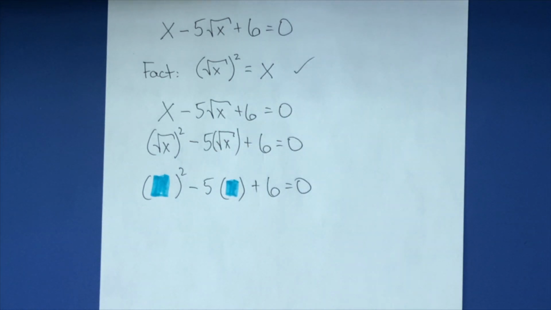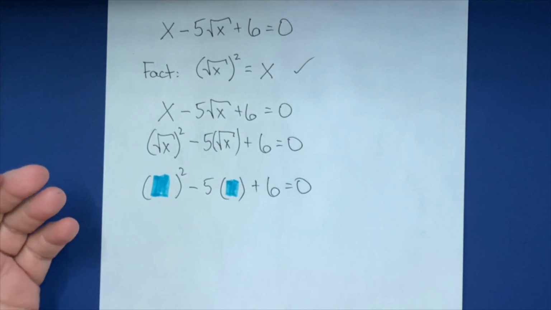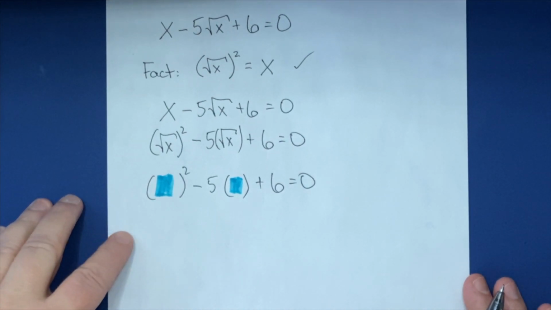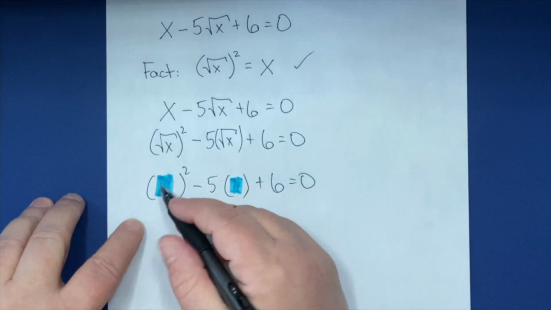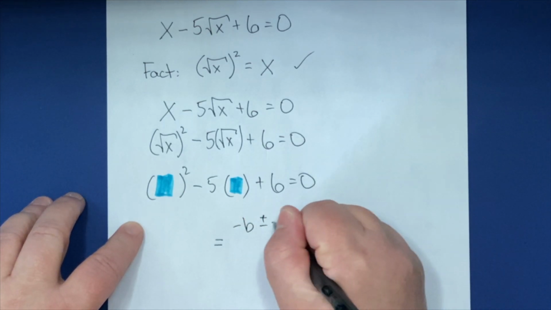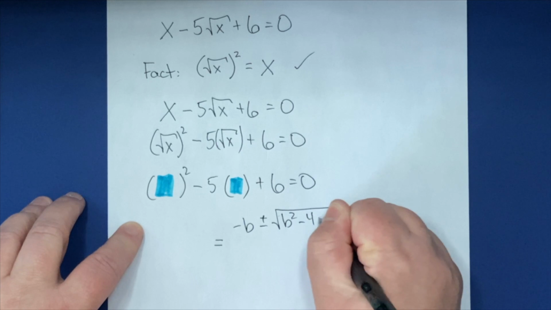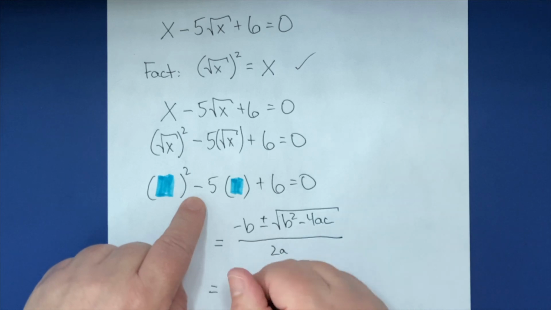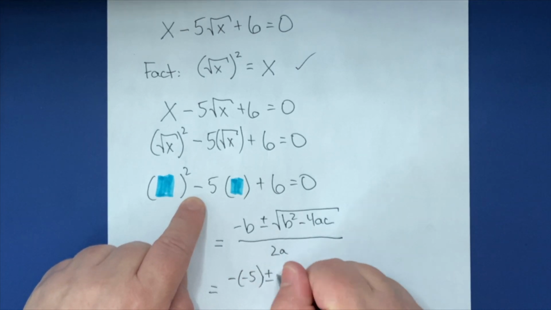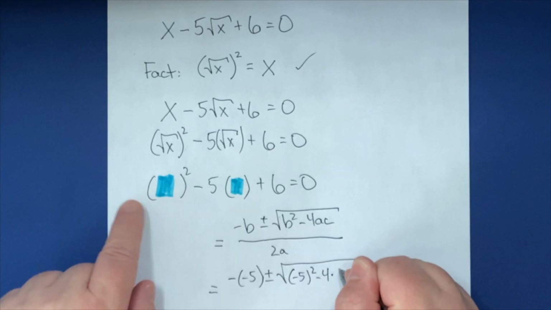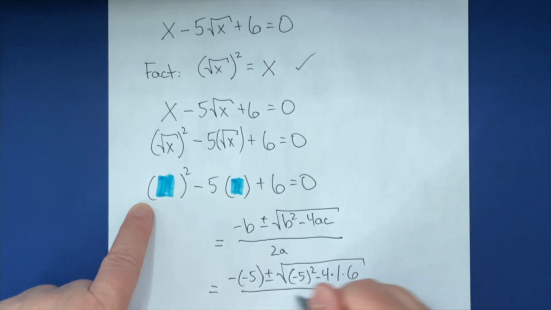So, how do we solve this one? Well, the exact same way. Either you can use the quadratic formula, which is what I'm going to do, or you could factor it as well. I'm going to use the quadratic formula just so you can get used to seeing it. So on the right-hand side, I've got the opposite of b plus or minus radical b squared minus 4ac all over 2a. Okay, so the opposite of b would be the opposite of negative 5, plus or minus radical b squared, which is negative 5 squared, minus 4 times 1 times 6, all over 2 times 1.